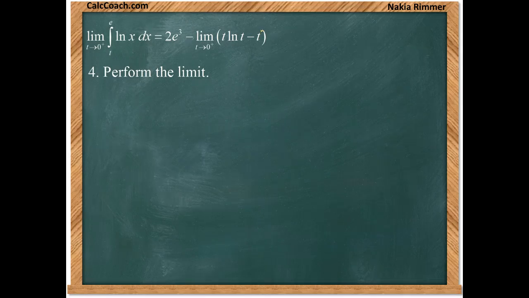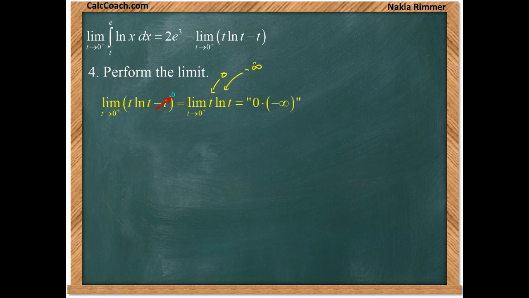And we're trying to understand what happens as t approaches 0. The minus t part we don't have to worry about. That goes to 0. So let's focus on this other part, t log t as t goes to 0. Well, one part of it is headed towards 0, but the other part of it is headed towards negative infinity.